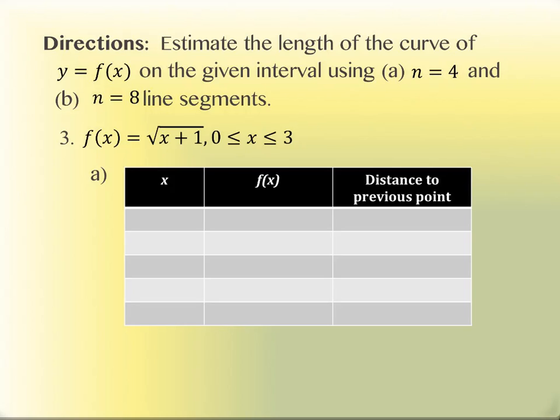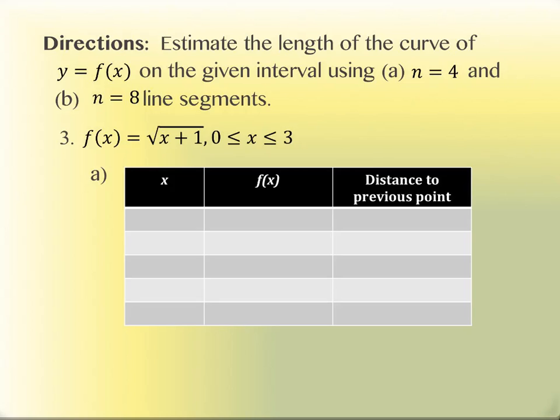So the first one that we're going to look at, we have the curve square root of x plus 1, and our interval is going to go from 0 to 3. Now the direction says that we're going to take this interval and we're going to first split it up into 4 segments, and then we're going to split it up into 8 segments.